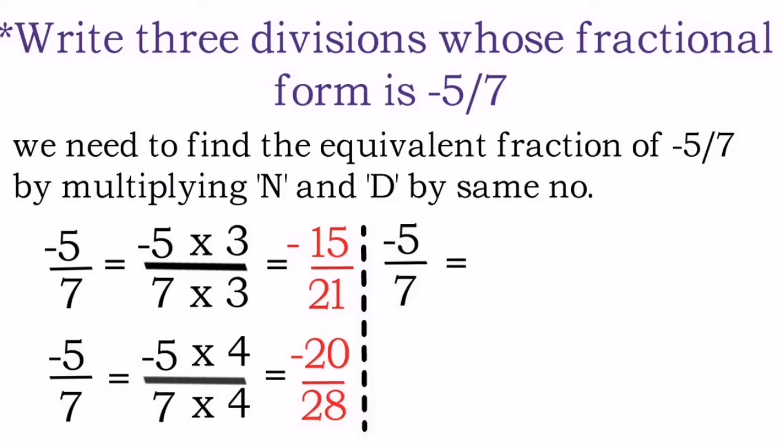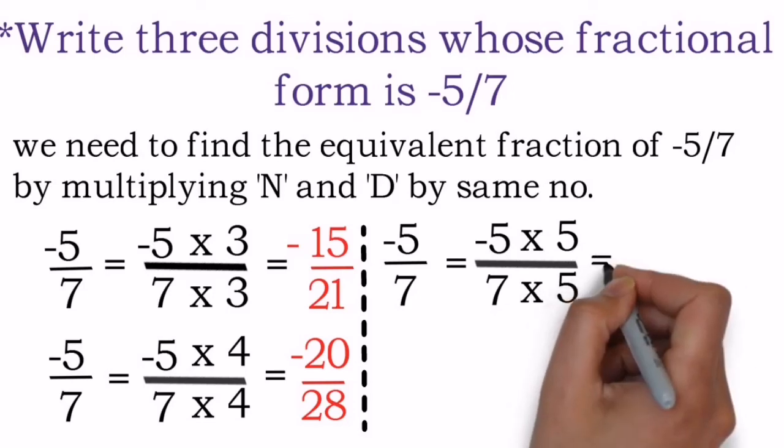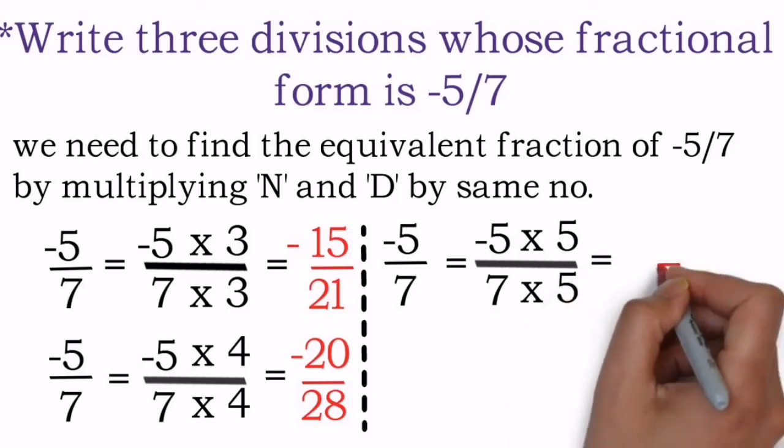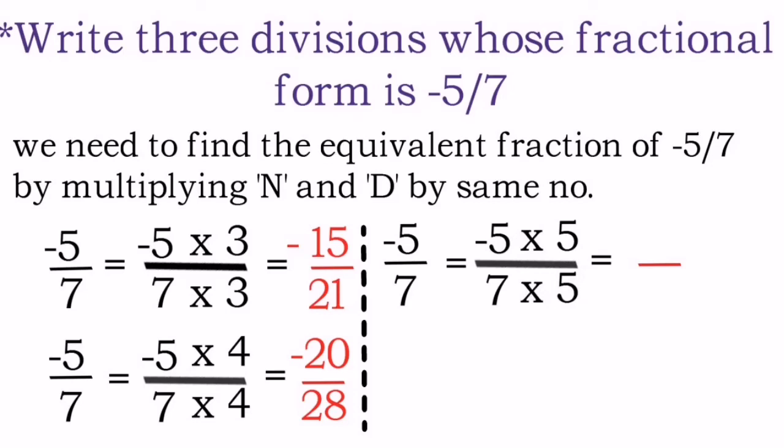And lastly, the way I told you, you can choose any number over here. And after finding all these 3 equivalent fractions, do not forget to write the final answer over here. So the third time I chose 5, and that results in minus 25 upon 35. Okay, so these red color fractions are nothing but 3 divisions whose fractional form is nothing but minus 5 upon 7. I hope you have understood, boys and girls. Keep it in mind, mistakes are expected, respected, inspected and corrected over here.